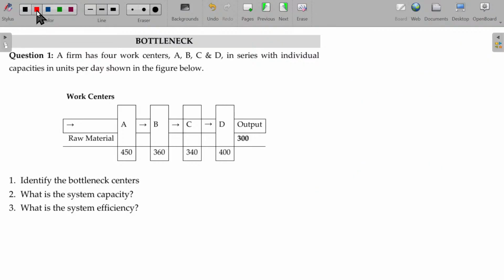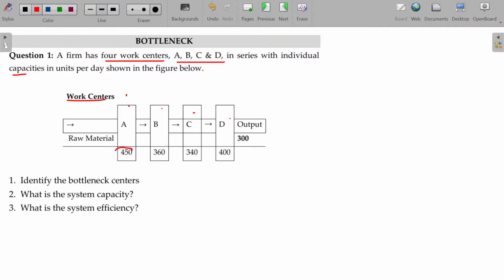Come on, tell me. A firm has 4 work centers A, B, C, and D in series with individual capacities. These are the work centers: A work center, B work center, C work center, D work center. 4 factories are there. The product introduced as input in the first factory will pass on one after another and will come out as output at the 4th workshop.